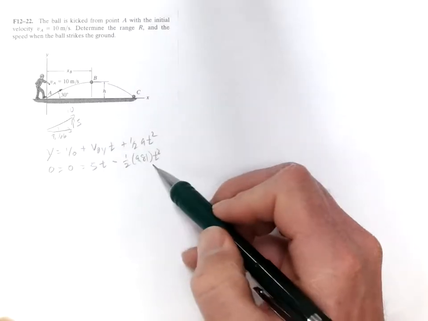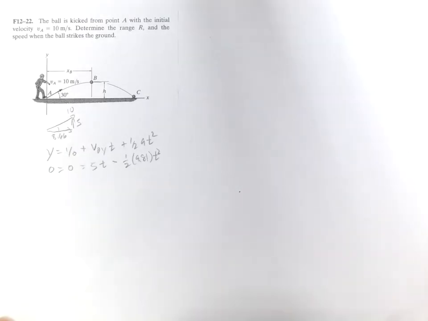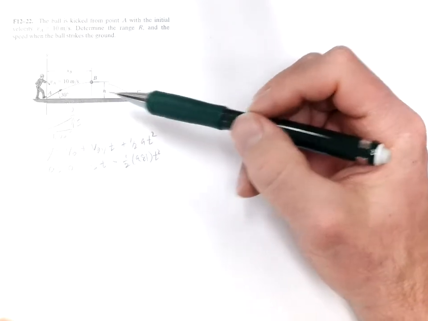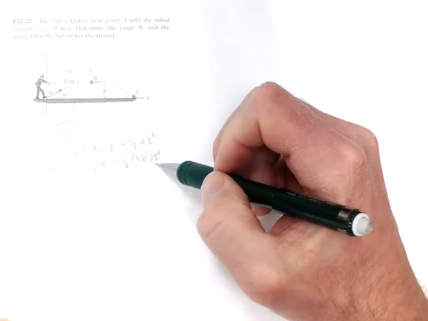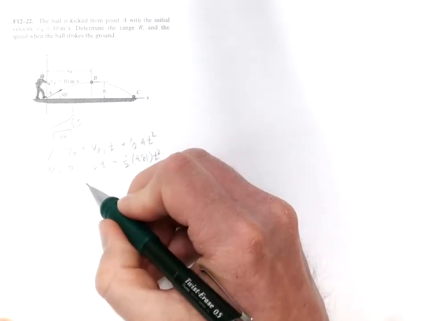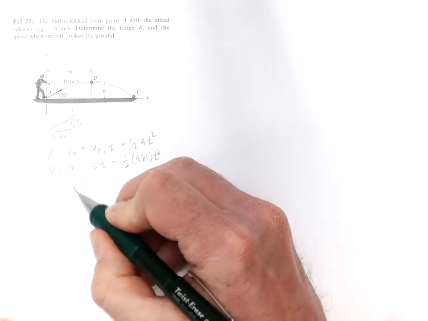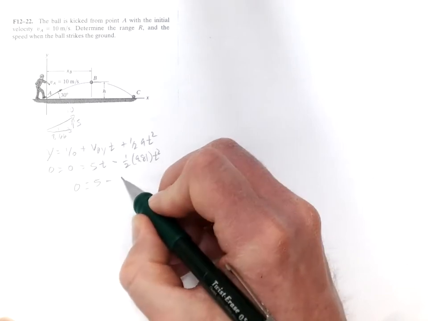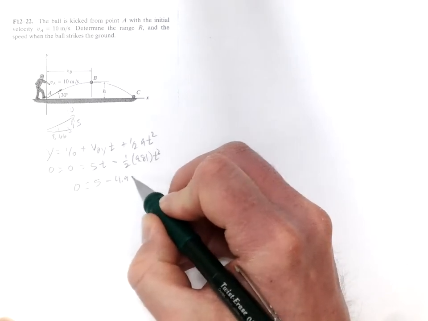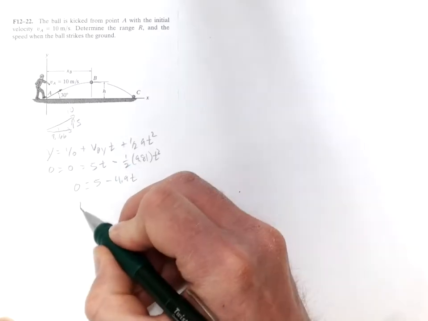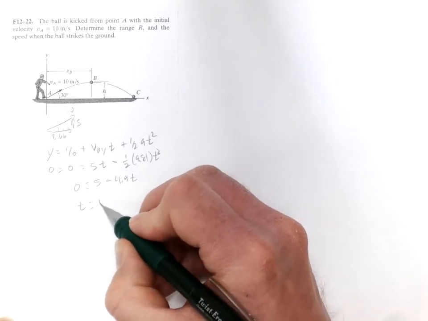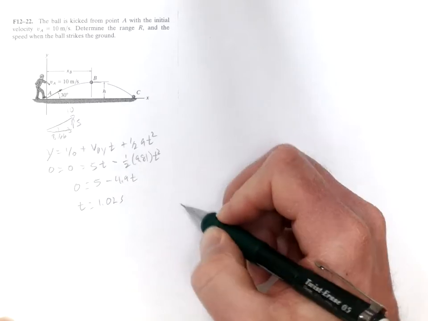This is a quadratic. It's going to give us 2 times because it was on the ground twice. So it's going to give us a time of 0. And that one can clearly just factor out a t. And so we get 0 is 5 minus 4.9 t. And t equals 1.02 seconds.